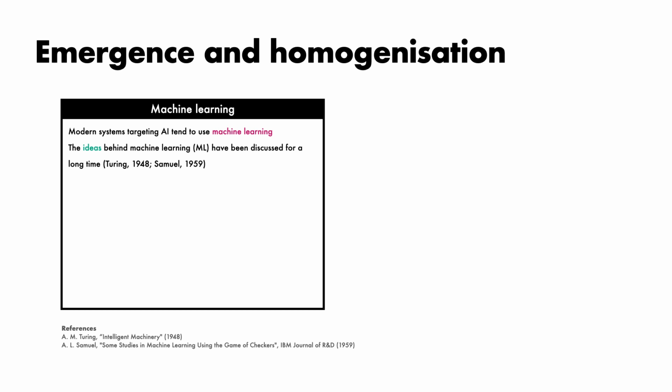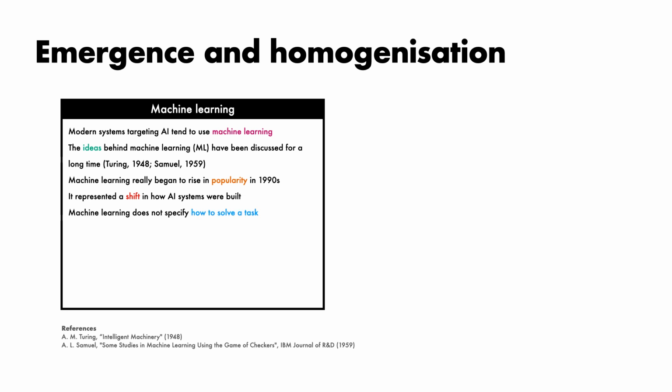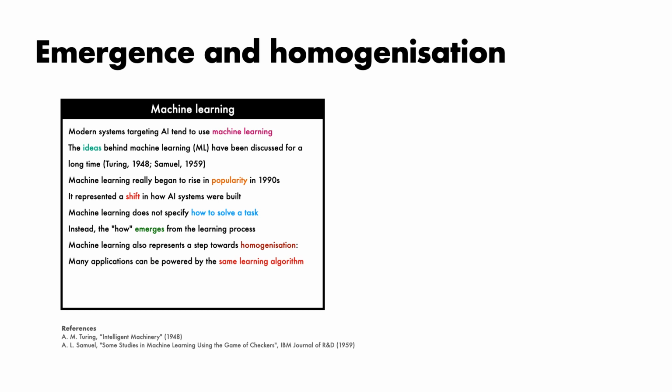However, machine learning really started to become popular in the 1990s, where it represented a significant shift in how AI systems were built. A key theme of ML, in contrast to previous rule-based systems, was that it did not specify how to solve a task. Instead, the how emerges from the learning process. Machine learning also represents a kind of step towards homogenization, since many applications could now be powered by the same learning algorithm, rather than establishing separate rule sets for each application.